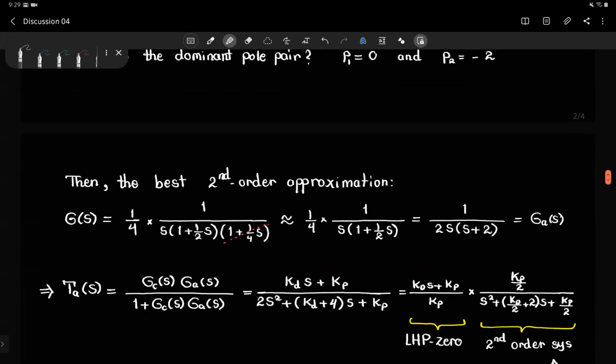Then we try to close the loop around this expression, right? So we get T of A of S. This is the closed loop second order system, right? It's GC times GA divided by 1 plus GC times GA.